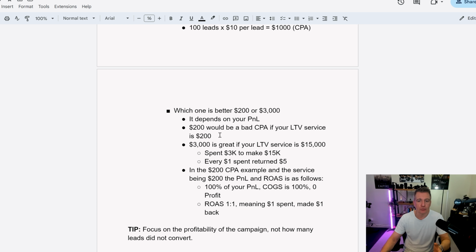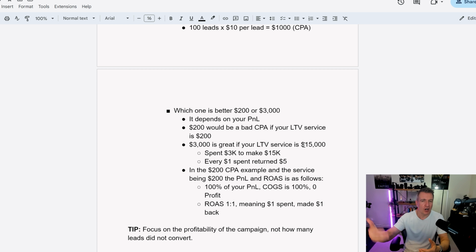Because $200 would be bad if your service that you're selling only makes you $200. You've spent $200, it costs you $200 to acquire the customer, you've made no profit. And you've got nothing left for your own income, labor costs, running costs, nothing. It's a losing business.